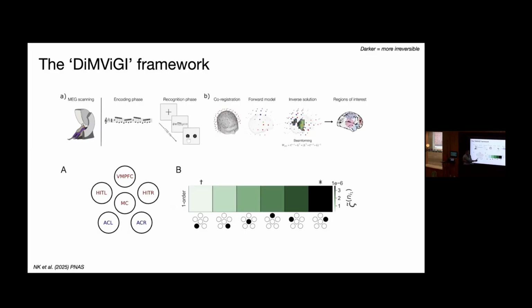So you have the auditory cortex on the left and the right. You have the hippocampus on the left and the right. You have the medial cingulate gyrus, and you have the ventromedial prefrontal cortex. So 2 medial regions, a left side and a right side. And what we did was we measured the irreversibility of every possible interaction in the system. Because there's only 6 regions, this was combinatorially possible. You can't do this for 100 regions, but for 6, we could do everything.